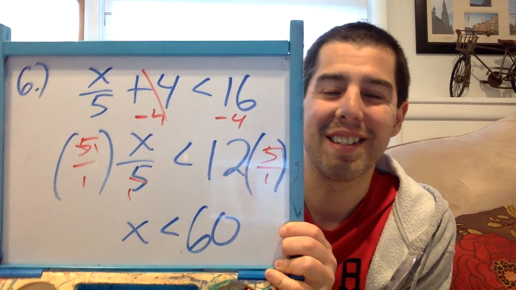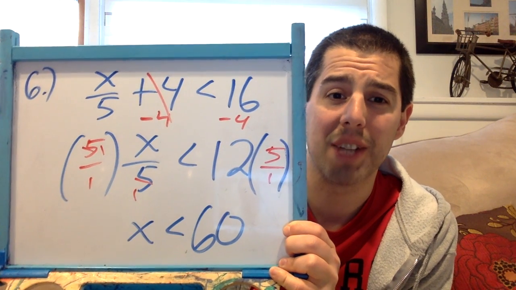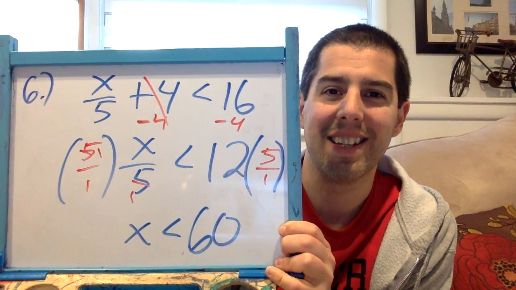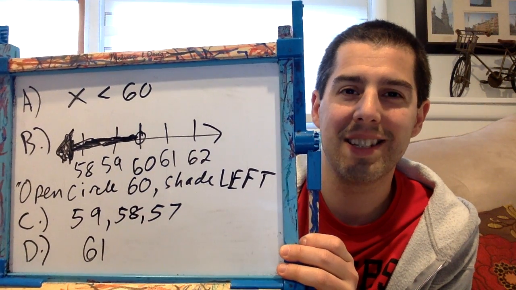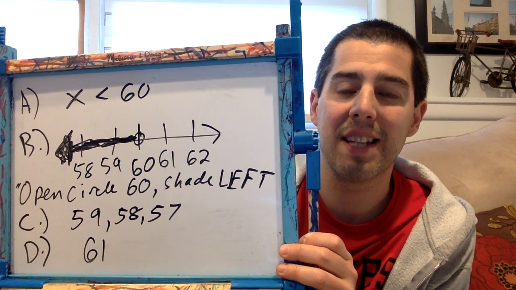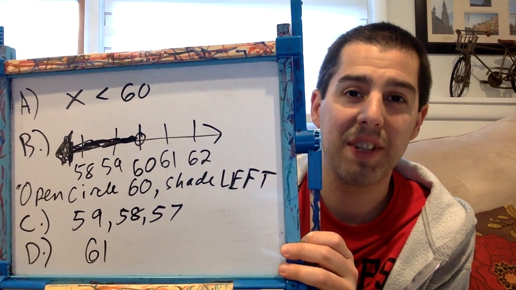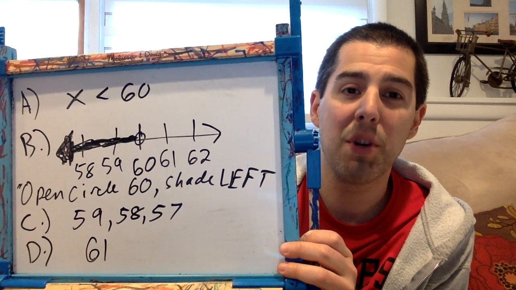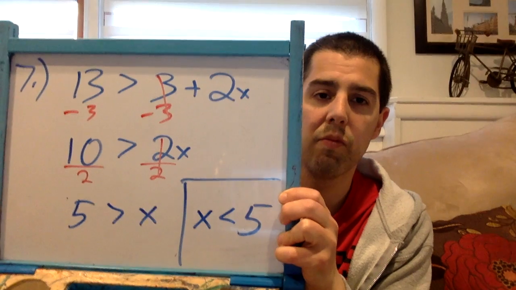Number 6, subtract by 4 on both sides, then multiply by 5 on both sides. X is less than 60. If x is less than 60, you're going to make an open circle at the 60 and shade left. Possible solutions would be anything less than 60, 59, 58, 57. Solutions that would not fit this inequality would be any number that's greater than 60, like 61 or 100.